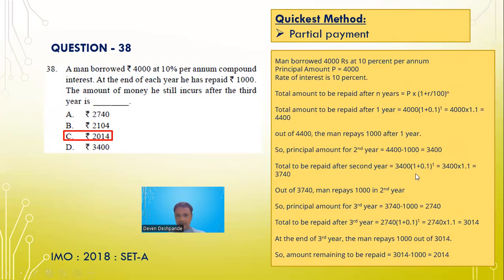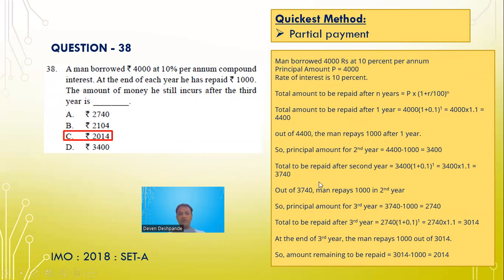So for the second year, principal is 3,400, remaining is 3,400. What is the rate of interest? 0.1. 1 plus 0.1 raised to n, because you're just computing for the year. So 3,400 into 1.1. 1 plus 0.1 is 1.1. 1.1 raised to 1 is 1.1. 3,400 into 1.1 is 3,740.